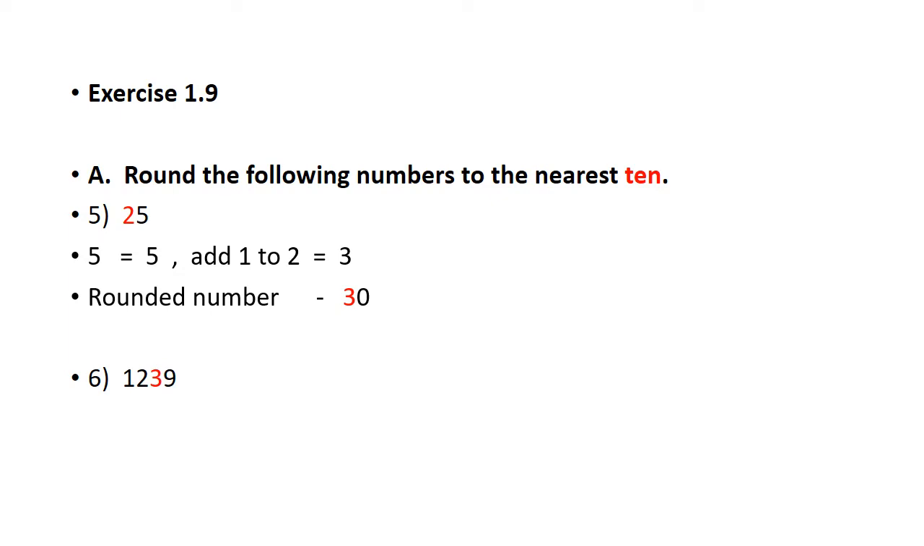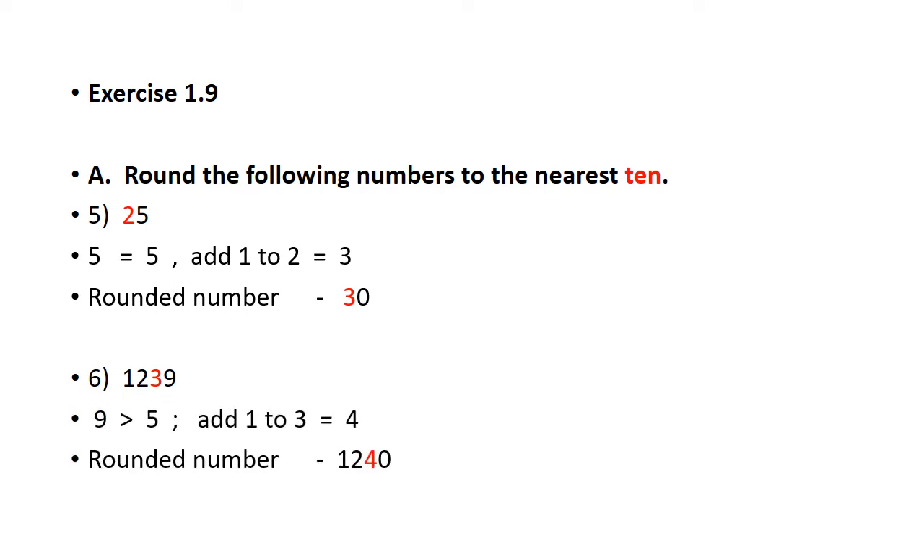Next question. Sixth question, 1239. You have to round off the number to tens place. Now identify the digit. It is 3. Next, observe the next digit. It is 9. 9 is greater than 5. So you have to add 1 to 3, right? So now which number you will get at the tens place? You will get 4. What is your new rounded number? It is 1240.